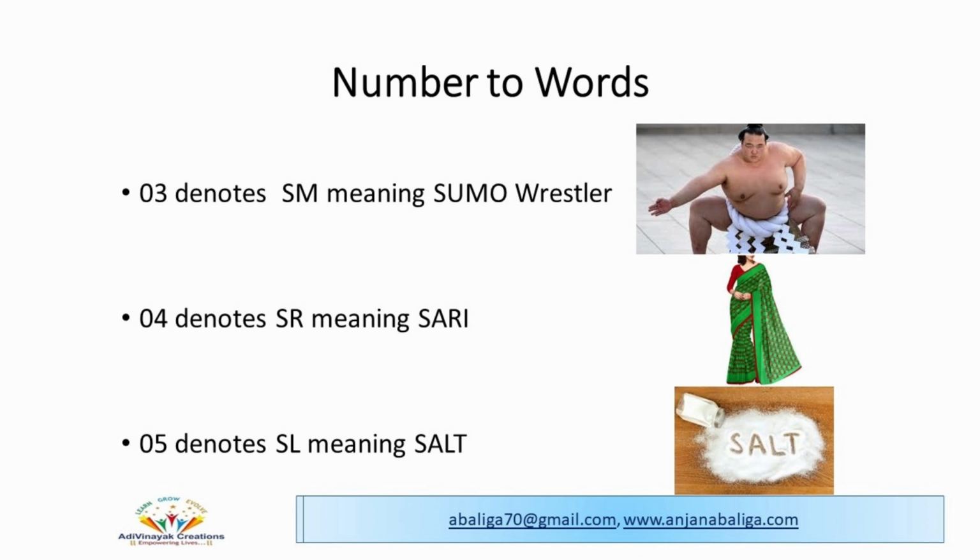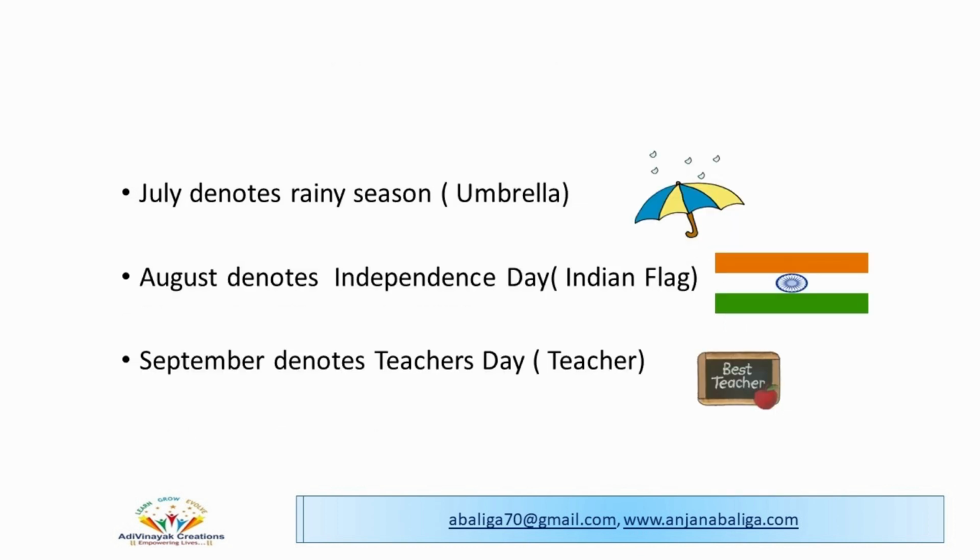So for every number there is a vivid picture which you have to memorize, from 0 to 99, or 0 to 31, as there are only 31 days in a month. Now let's relate the month. The month is September. Say if the month was July, it denotes the rainy season and you can have a picture of an umbrella. If the month was August, it denotes Independence Day, the Indian flag. The key picture is the flag. Now September denotes Teacher's Day and you have the picture of a teacher.